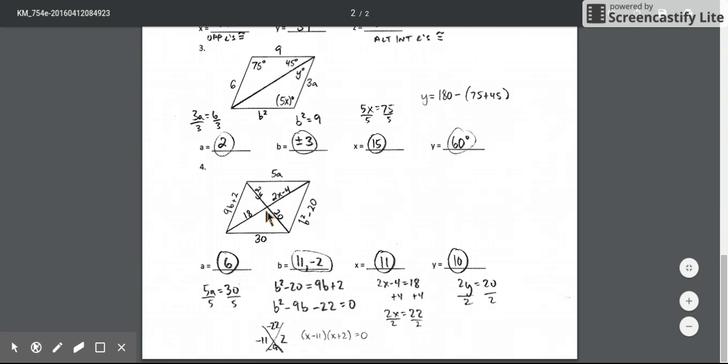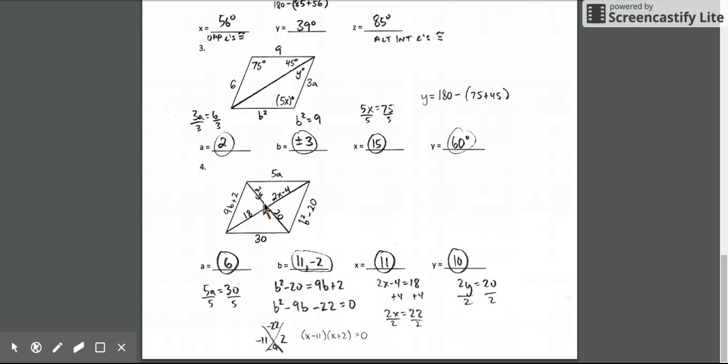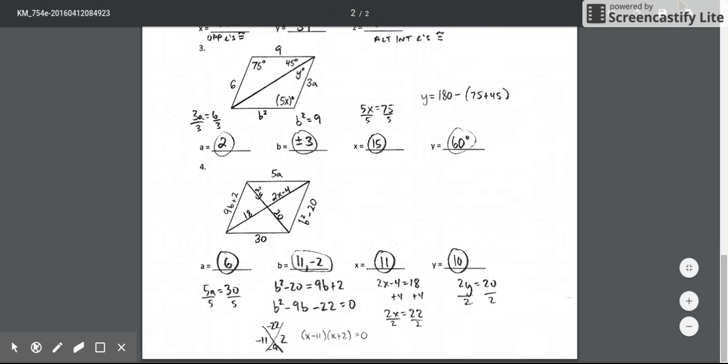To solve for x, each half of the diagonal is congruent to itself. So 2x minus 4 is equal to 18. We could solve that and get 11. And then to solve for y, it's the same property. 2y equals 20. And when we solve it, we get 10. So there's properties of parallelograms.